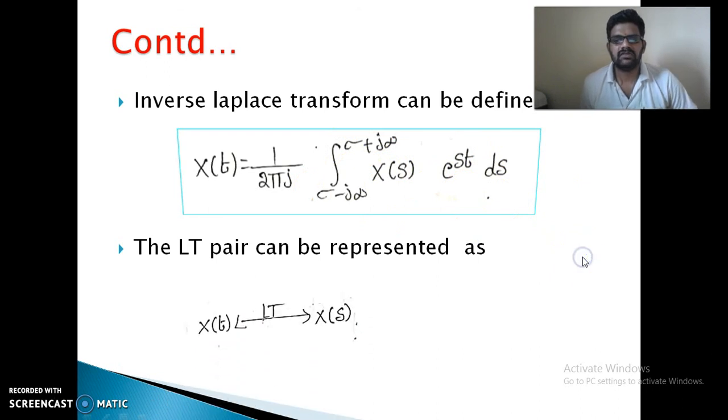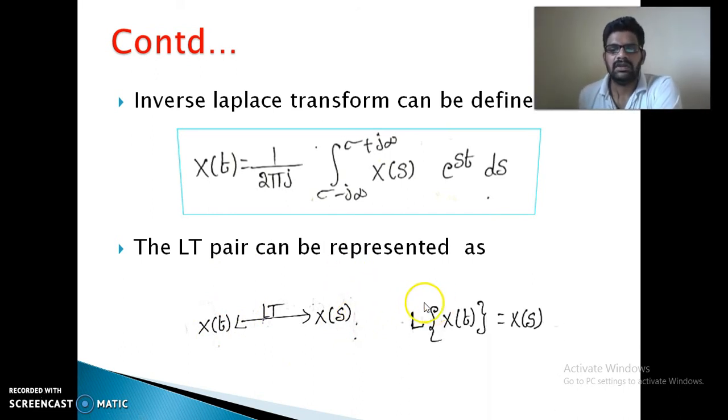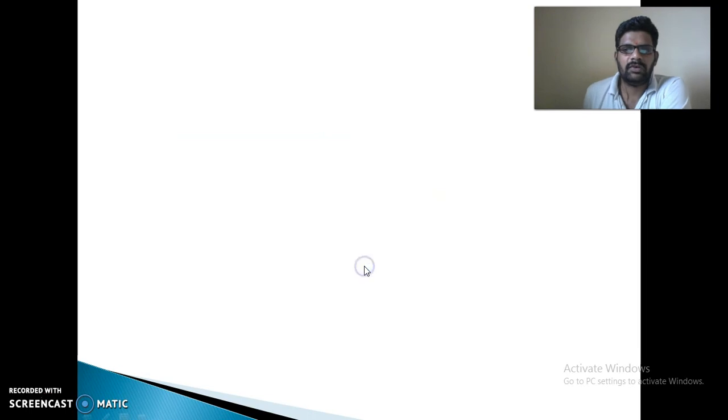The Laplace transform pair is finally given by x(t) is a Laplace transform pair with X(s), written with a double arrow with L over it. That is, X(s) is the Laplace transform of x(t), and x(t) is the inverse Laplace transform of X(s). One can find one from the other. This is the notation we usually use to represent a Laplace transform of the function.